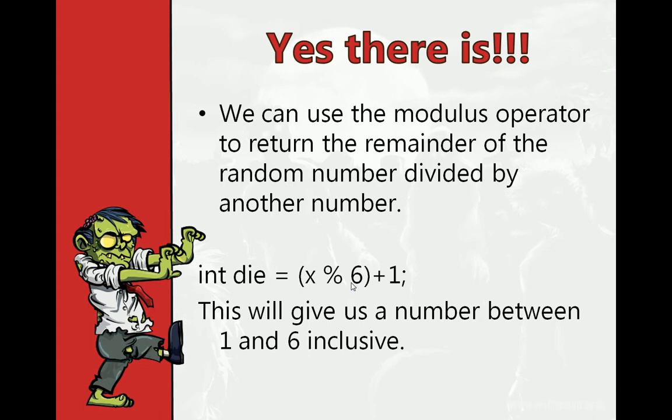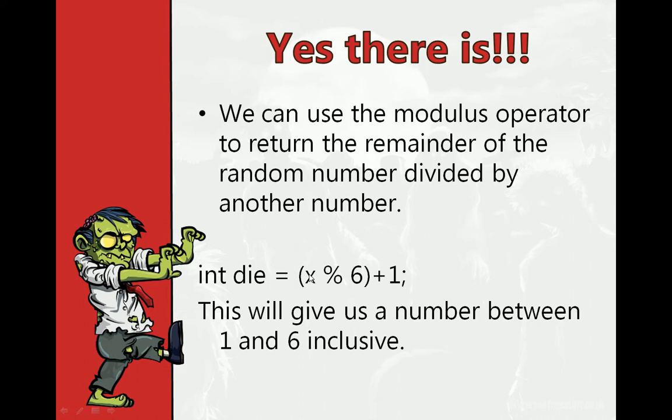Okay, let's say this is 55. No, let's say it's 59 rather. Okay, well 59 divided by 6 is going to equal 9, remainder 5. 5 plus 1 is 6. So we can get our range of values between 1 and 6, inclusive, using this method here. Don't let the word inclusive mess with you. It just means the values between 1 and 6, including 1 and 6.